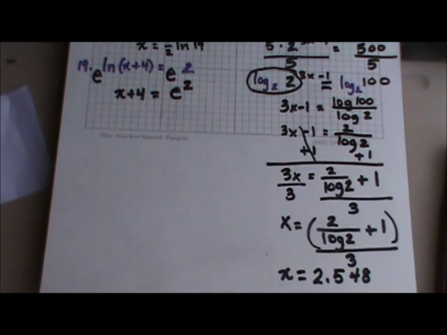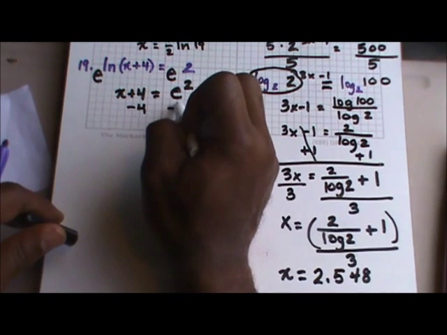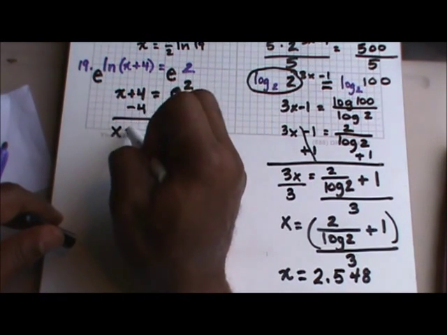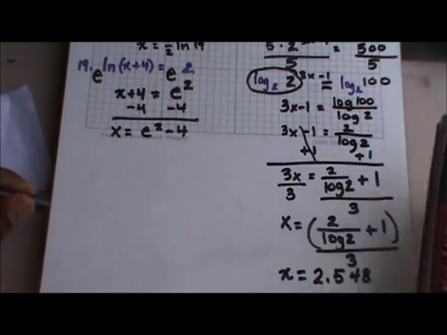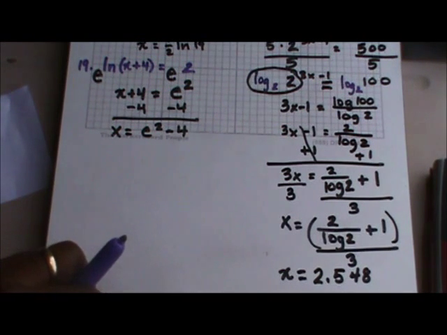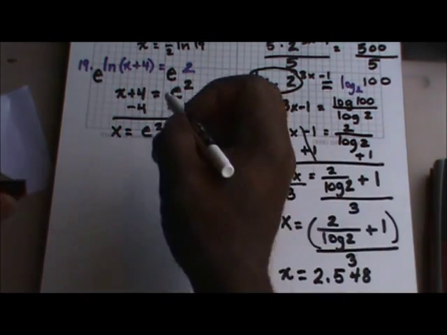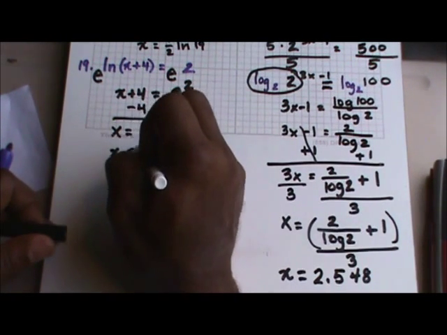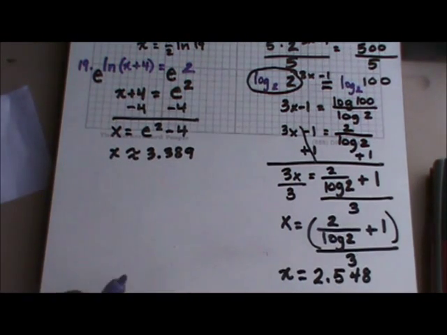Remember we're solving for x, so we are going to subtract 4 from both sides. We end up with x is equal to e squared minus 4. And so if I use the calculator to get that answer, we're going to go second natural log, 2, close parentheses, minus 4. And that will give us 3.389.